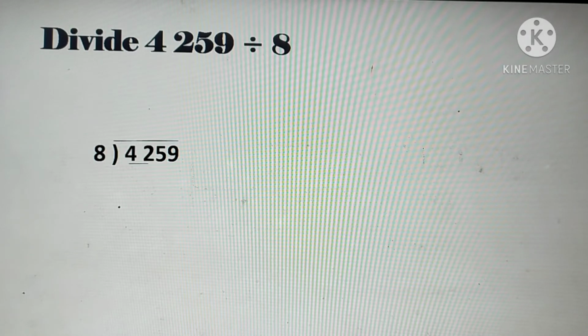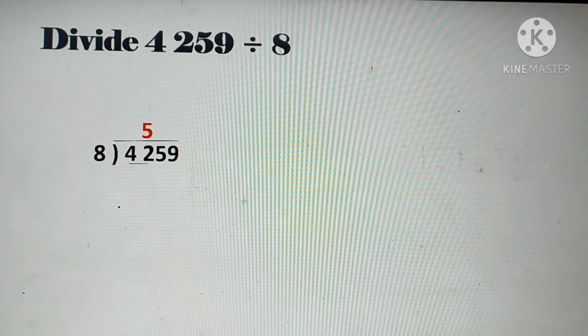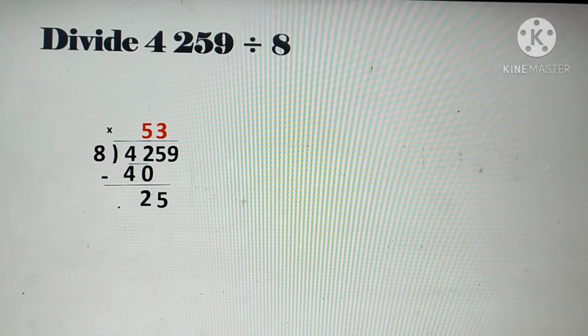So we will have 42 divided by 8. And 42 divided by 8 is 5. 5 times 8 is 40. 42 minus 40 is 2. And then bring down the next digit, 5. So we'll now have 25 divided by 8, and we have 3. 3 multiplied by 8 is 24. Subtract 25 minus 24 is 1.